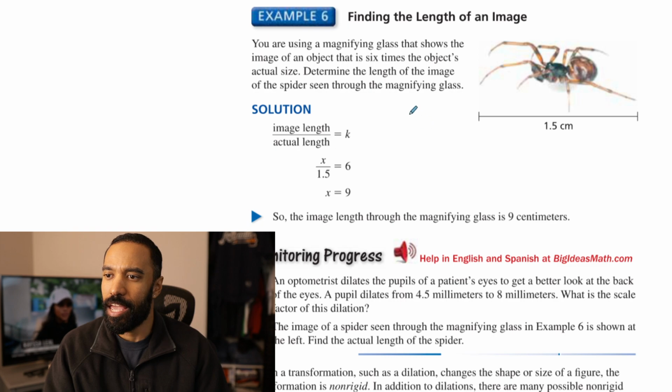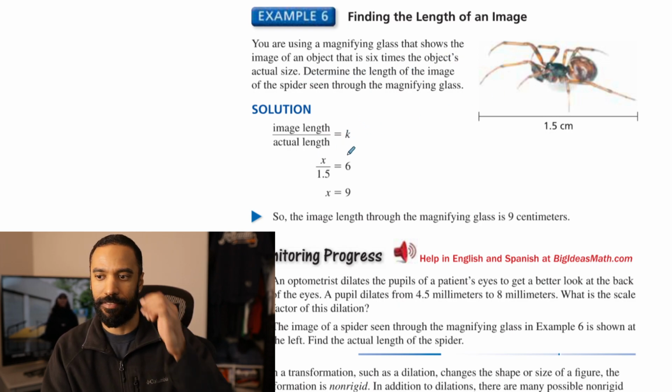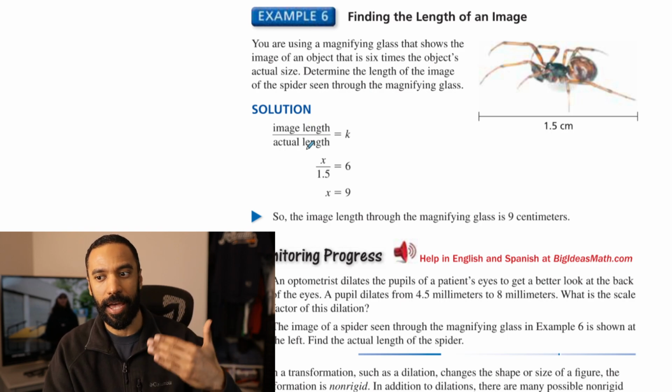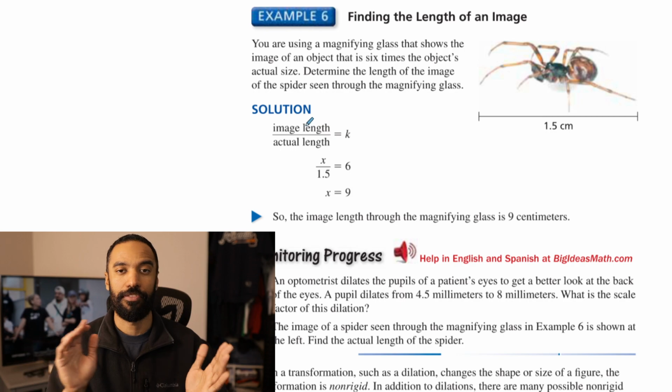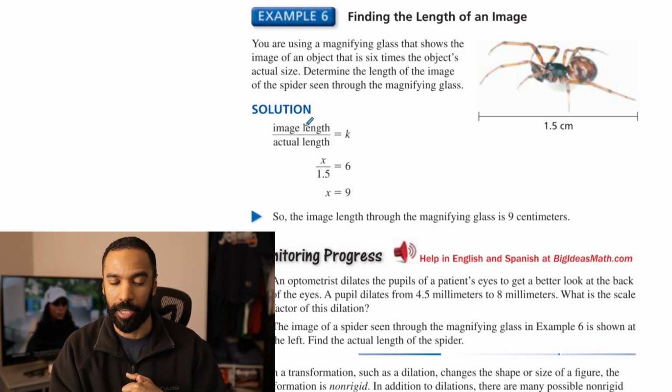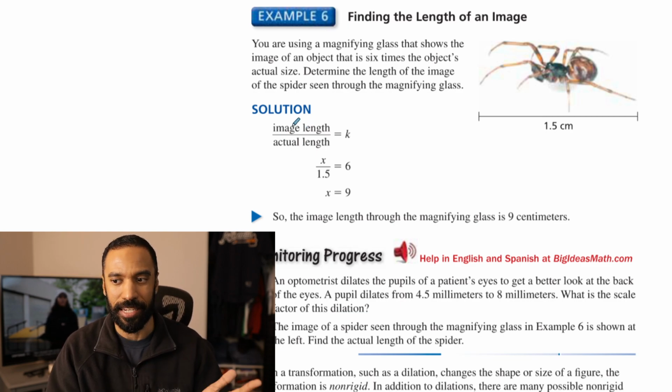Finding the length of an image. You are using a magnifying glass that shows the image of an object 6 times the object's actual size. So now the K value would be 6 in this case. And they set up kind of a thing. Listen, a lot of these things, by the way, guys, if you know what proportions are, everything can be set up like a proportion. Later in this chapter, proportions are going to be a huge part of what we set up. And this is ideally what we're doing.